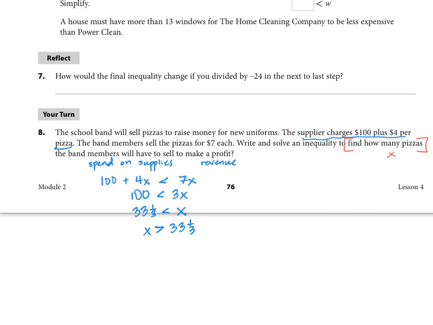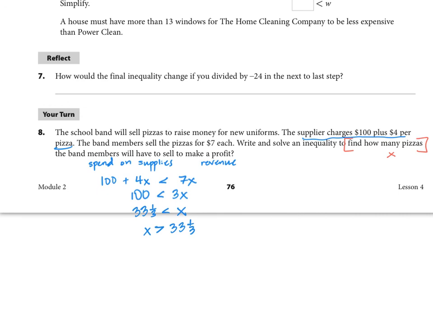So how many pizzas, if I read that question again, how many pizzas the band members will have to sell to make a profit? If they sell 33 pizzas, will they make a profit? Or if they sell 32 pizzas, will they make a profit? The question you need to ask yourself. I'm sorry, 34 pizzas. So 33 pizzas or 34 pizzas. Think about that because you can't really sell a third of a pizza. That's not how this works.